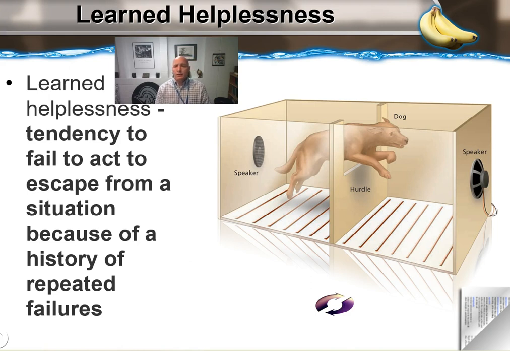Even later, after they started receiving a warning with a small pulsating sound from the speakers, at that point they still would not learn to jump the hurdle. I've used this analogy with people who remain in abusive relationships. Oftentimes there is a learned helplessness. They have a defeated psychology, if you will.